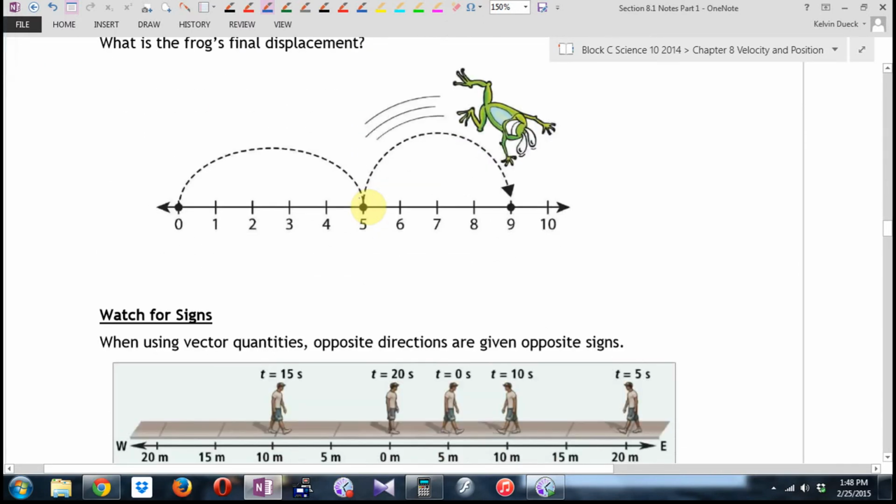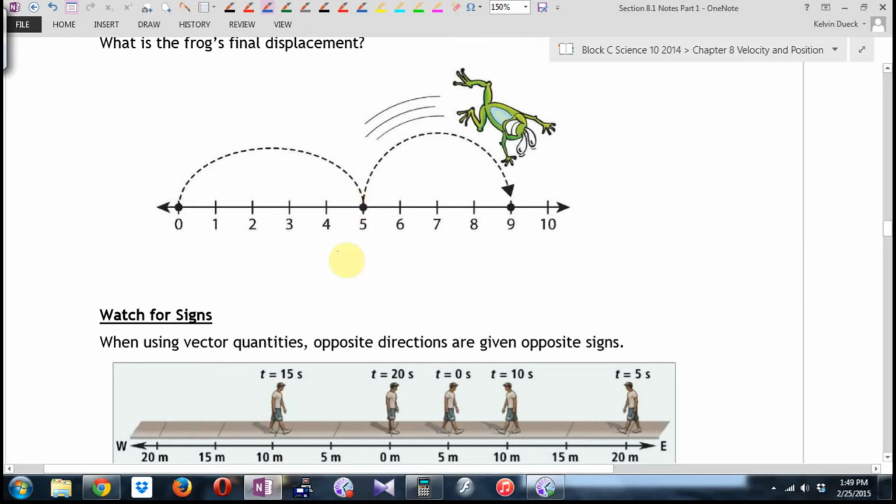So, what's the frog's final displacement? Well, looking at the picture, where did he start? 0. Where did he end? 9. 9 minus 0. Now, I know you see that intuitively, but if I give you something yuckier, it's going to be the same procedure.